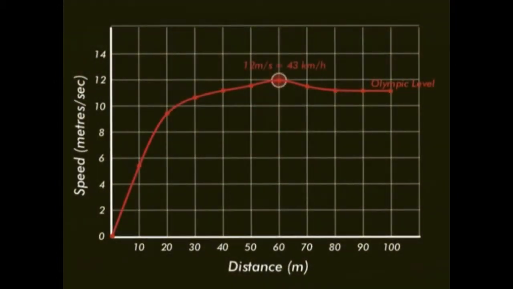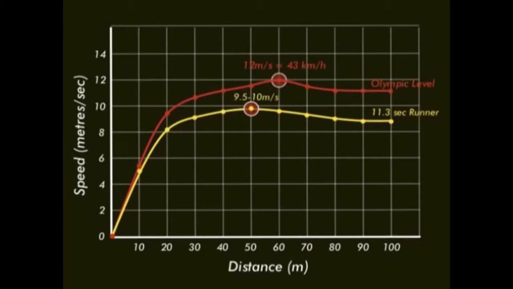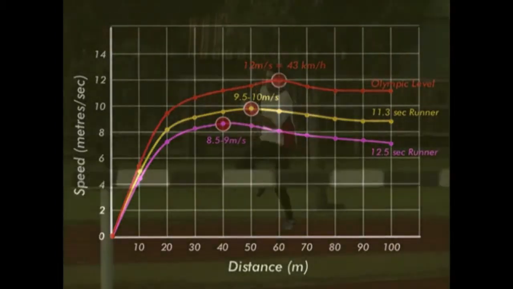To win an Olympic gold medal in the men's 100 metre event, an athlete would have to have a top speed of around 12 metres per second or 43 kilometres per hour. At the junior level, a runner who is able to run the 100 metres in around 11.3 will have a top speed of between 9.5 to 10 metres per second, whilst a 12.5 second 100 metre runner will have a top speed of 8.5 to 9 metres per second.